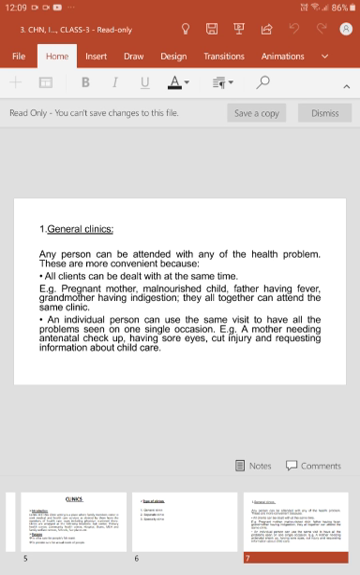If you come with multiple conditions in one person, they take the conditions into account and go for the treatment. And if different people come with different conditions, they give attention to each individual and give the care. That is with the help of general clinics only. So any health problem you have, you can visit a general clinic.